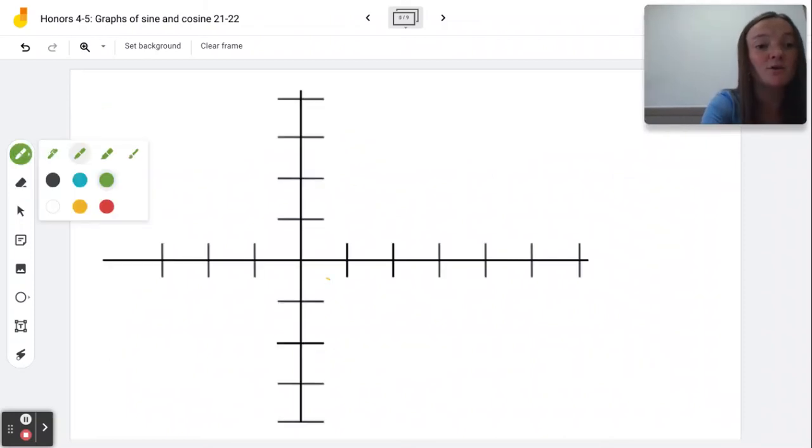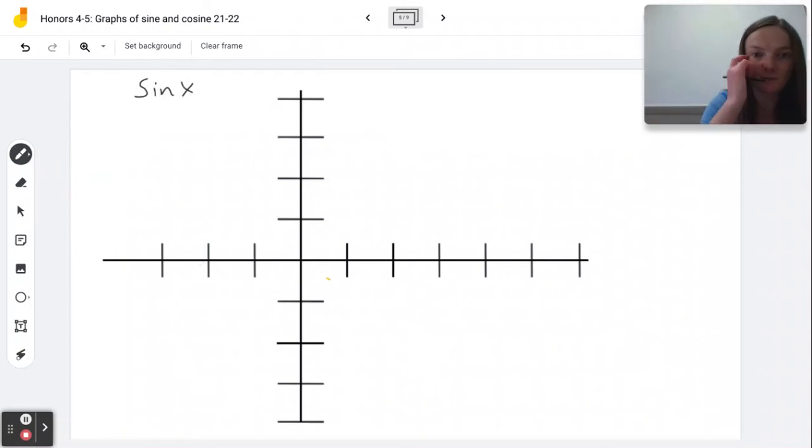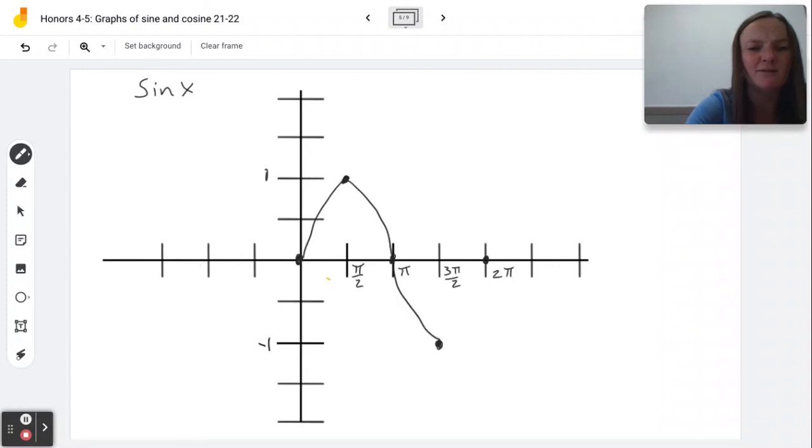Okay, so let's start with our first one, the base function, sine of x. We're just going to graph this like we did before. We are going to first label our axis, right? This is pi over 2, pi, 3 pi over 2, 2 pi from our labeling before. And we know that sine started at 0, 0, and then it went up to 1 at pi over 2, and then it came back down to pi, came back down to -1 at 3 pi over 2, and then it came back up to 2 pi. So this is the original sine of x function. It's like the parent function.